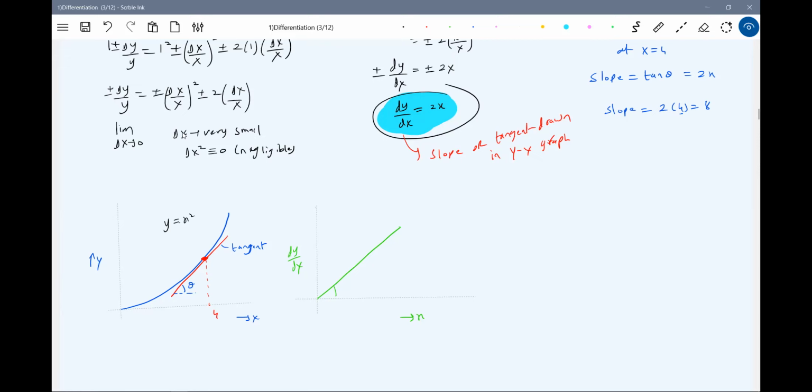Now you can ask questions, sir. What is the use of this? Okay, we have found out the slope.